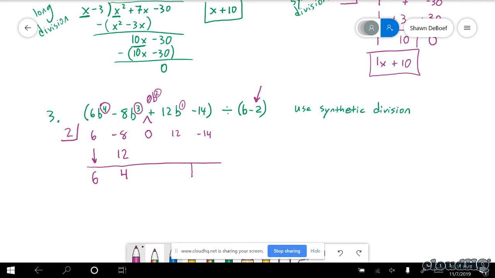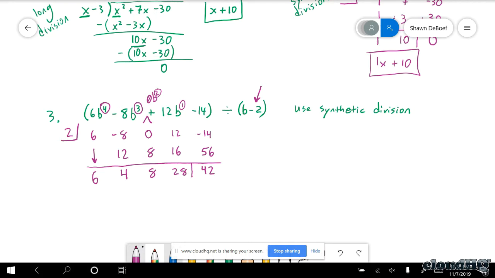We got a number below the line, so we do it again. 4 gets multiplied by the number in the half box. 4 times 2 is 8. Write it here under the 0. Very important that we have the 0 and that we didn't skip it. If you skipped it, everything from here on out will be wrong. Because I should have 0 plus 8, which is 8. And then we got a number below the line. So once again, multiply by the number in the half box. 8 times 2 is 16. Add it to the 12, and I get 28. Multiply that by 2, I get 56. Combine that with the -14, and I get 42.